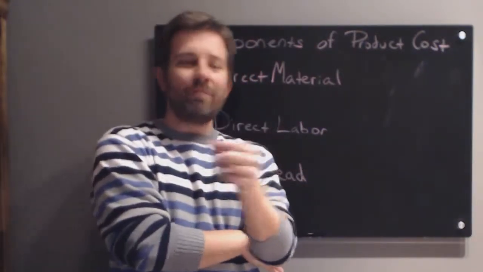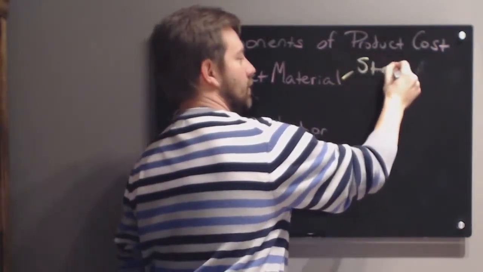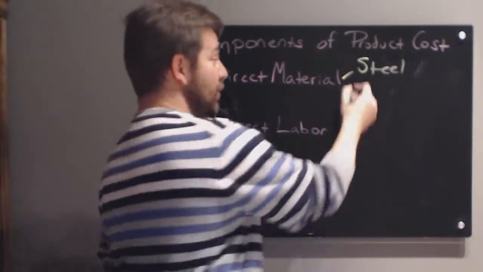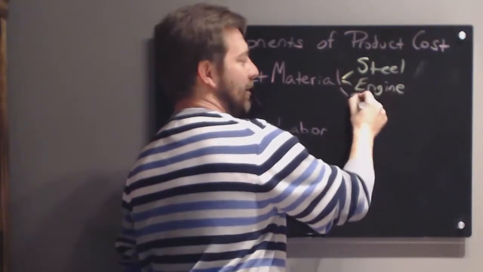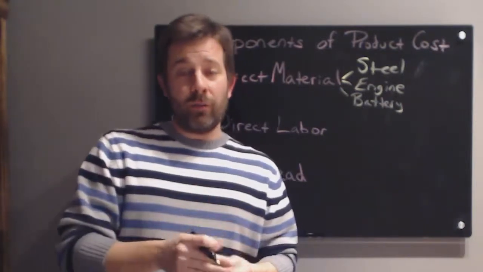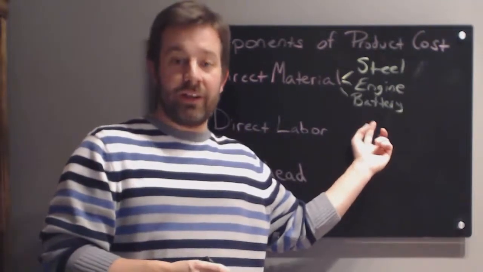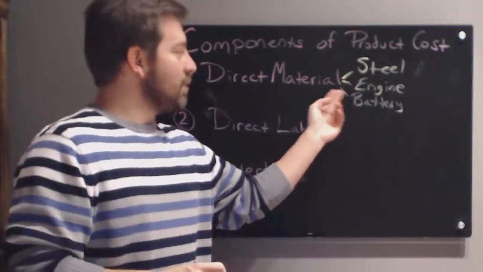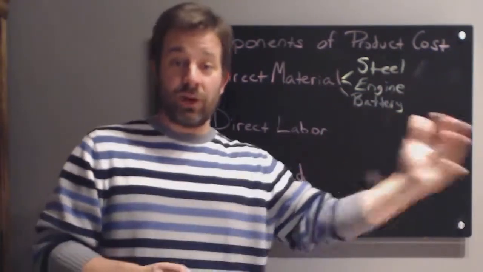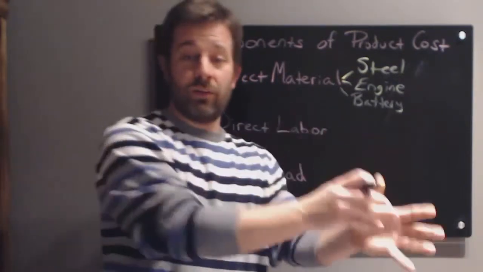If we think about an automobile, obviously we'll have things like steel going into that automobile. There'll be an engine going into it, and a battery. Items like that are considered direct material because it's very easy to trace those to the automobile. Every automobile requires one battery, and it's probably a pretty substantial expense, $50, $75, whatever it might be. Every automobile requires one engine, so it's pretty easy to trace that to the automobile. It's a big cost, and it's easy to trace it from raw material into the automobile.